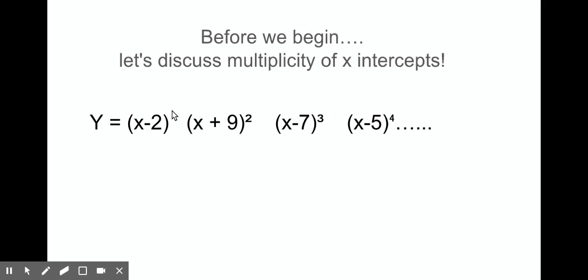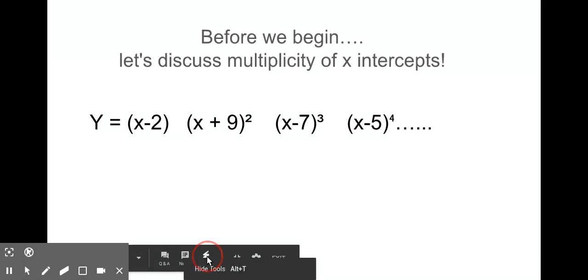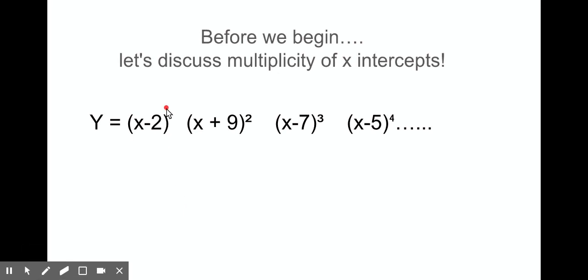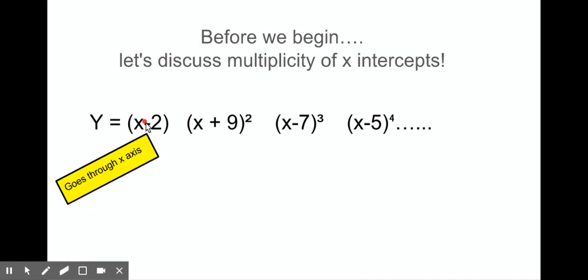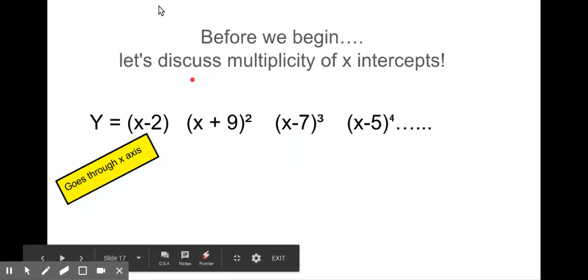This has a multiplicity of 1 because you don't have a power on the outside. These other factors have a power, but this one does not. So this is a multiplicity of 1, and that means it's going to go through the x-axis. So this goes through the x-axis at positive 2.